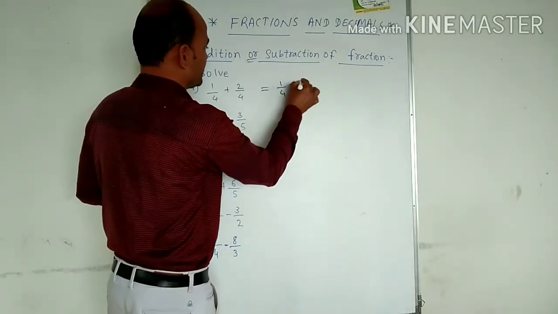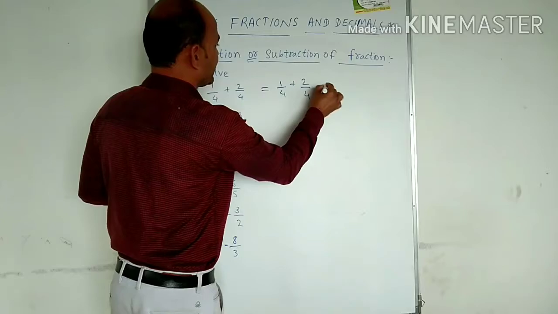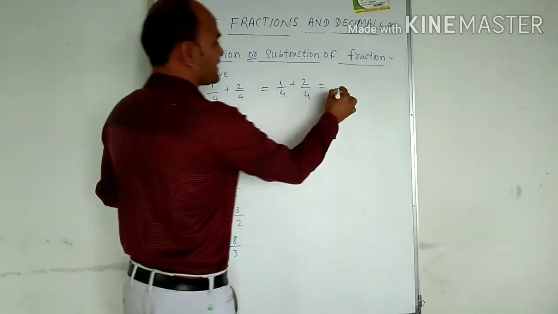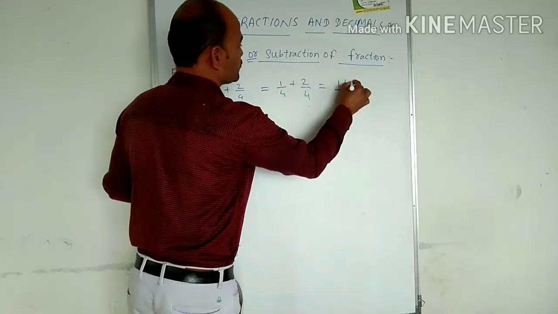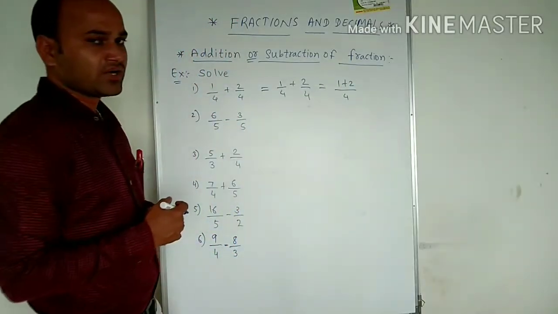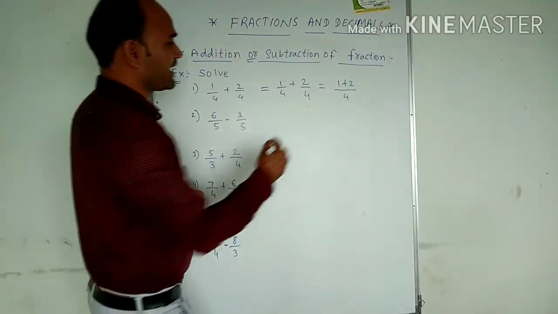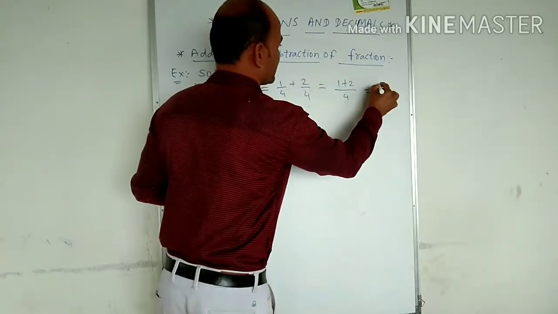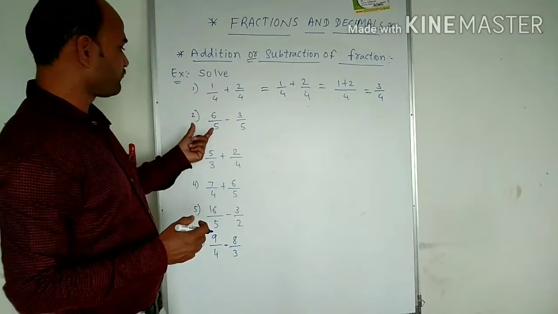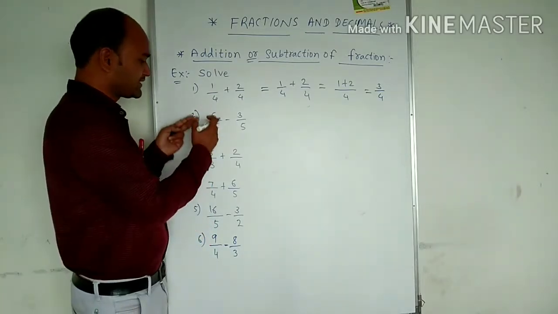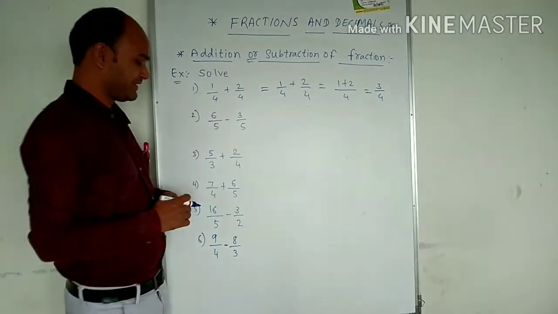That is 1 upon 4 plus 2 upon 4. You can directly add or subtract because the denominators are already the same. You take the common denominator and then 1 plus 2 is there. You can directly write it. So in the same way, 1 plus 2 becomes 3 upon 4. In this way we can write. Like that we have to solve this one. Second question, it is 6 upon 5 minus 3 upon 5.